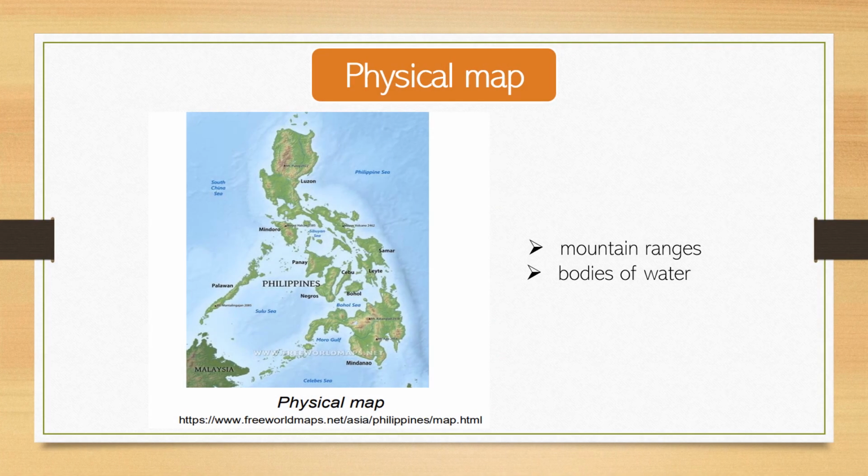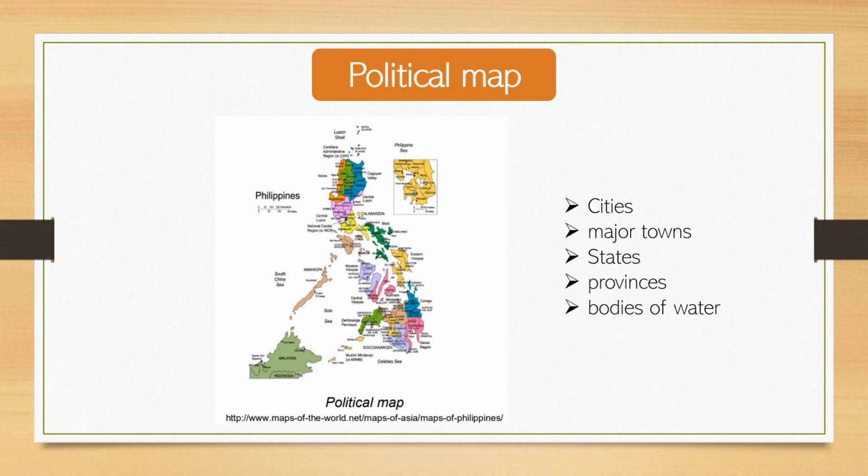A physical map includes labels for features such as mountain ranges and bodies of water. While a political map usually includes labels for features such as cities and major towns, units such as states or provinces, and bodies of water.